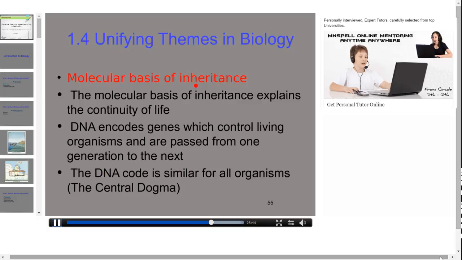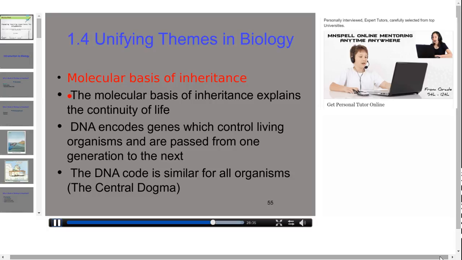The molecular basis of inheritance is the continuity of life. Like the father and the mother share a genetic combination, and the offspring gets half of the combinations from the father as well as the mother. You might look similar to your father or your mother, or you might even look similar to your grandmother or your grandpa.